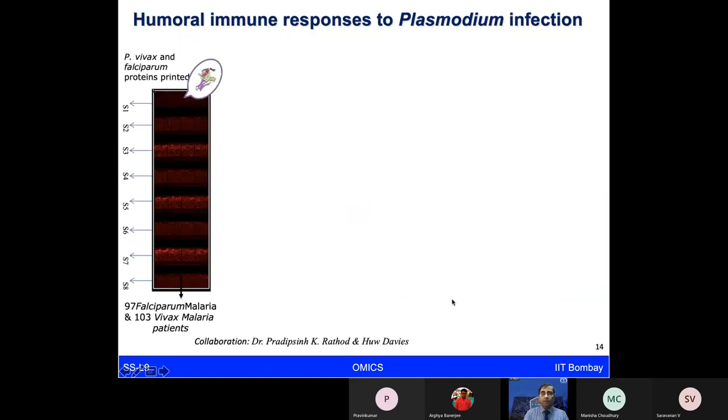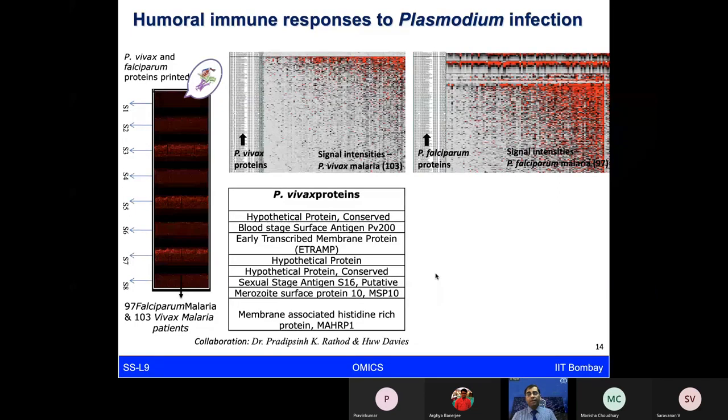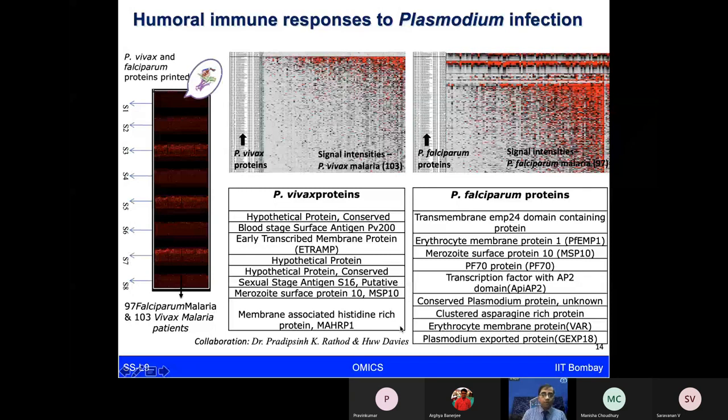We are also using these array platforms to understand other types of disease biology. In this case, we had a collaboration with the University of Washington in the US, where we had chips of malaria for falciparum and vivax, the pathogens which cause malaria. In this project, we had almost 200 patients from Goa, and we looked at whether the falciparum and vivax signals are the same or different. Visibly, you can see the signals are quite different.